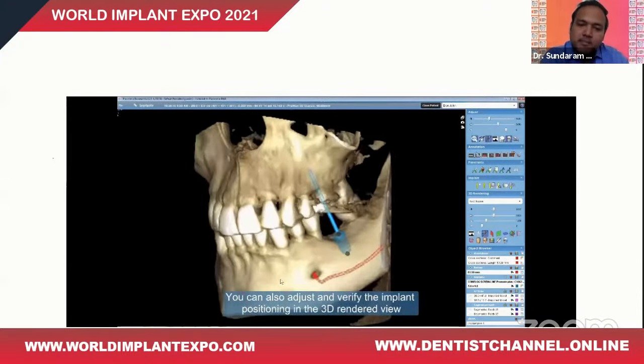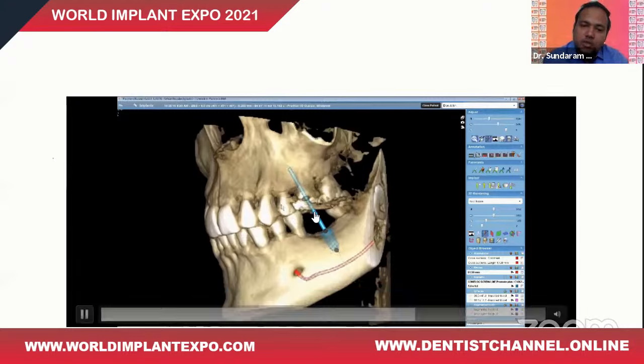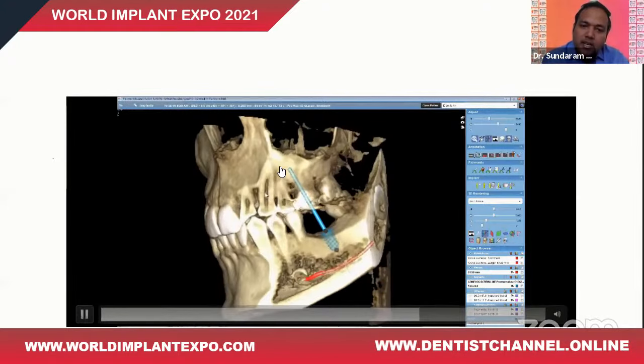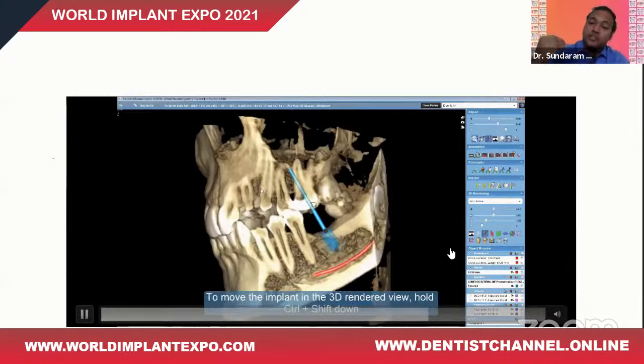So as you can see in this picture, this is a 3D rendering. You can show the patients that this is how the implant is going to come. You can see an extension that goes towards the top tooth, so that you know where exactly the opposing tooth is going to come and hit the lower one.